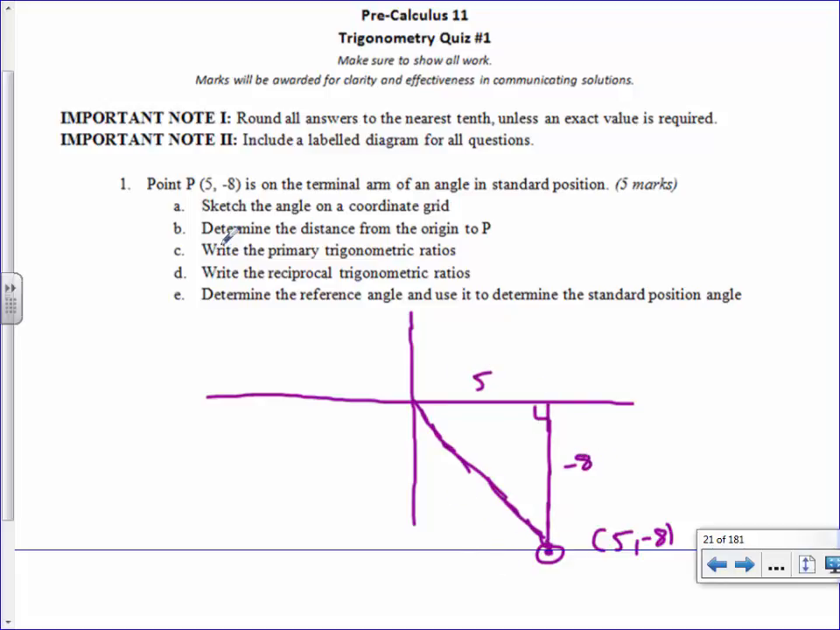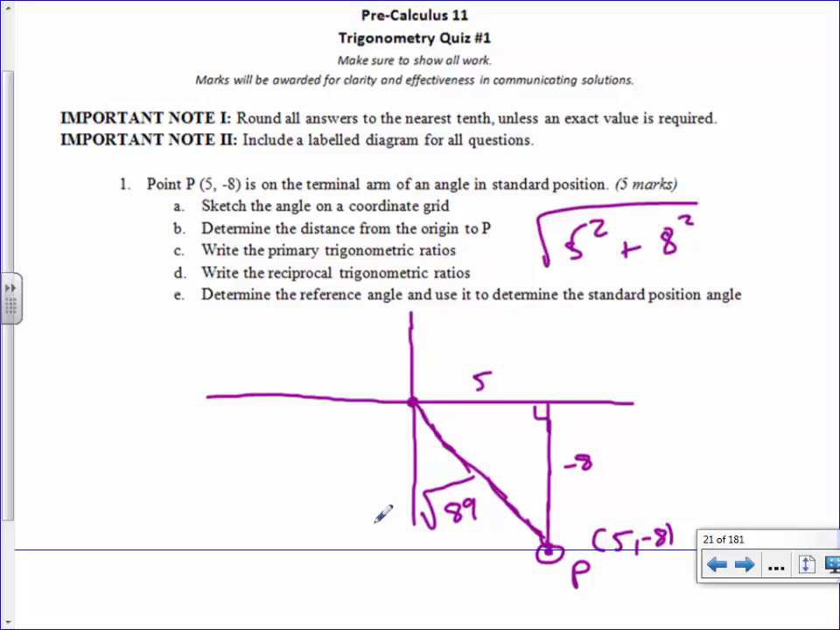What we could do for answering B then, to determine the distance from the origin to point P, is we could find this distance. How? Yeah, you do Pythagoras theorem. Good, Pythagorean theorem. So you go 5 squared, plus 8 squared, I'll ignore it's negative because that doesn't really make a difference. Square root them, so 25 plus 64. This is the square root of 89. Does that make sense? Remember doing that?